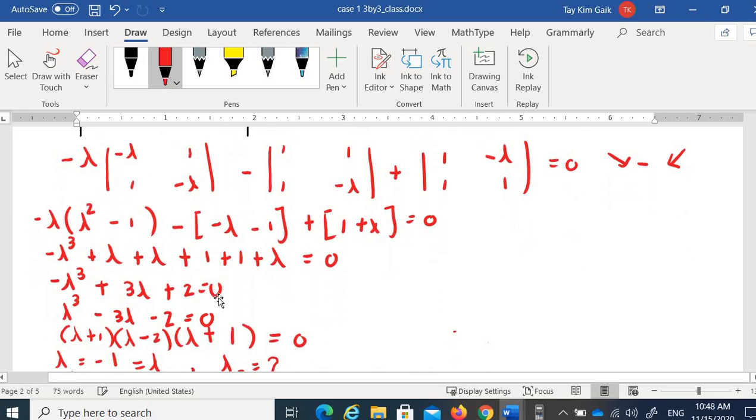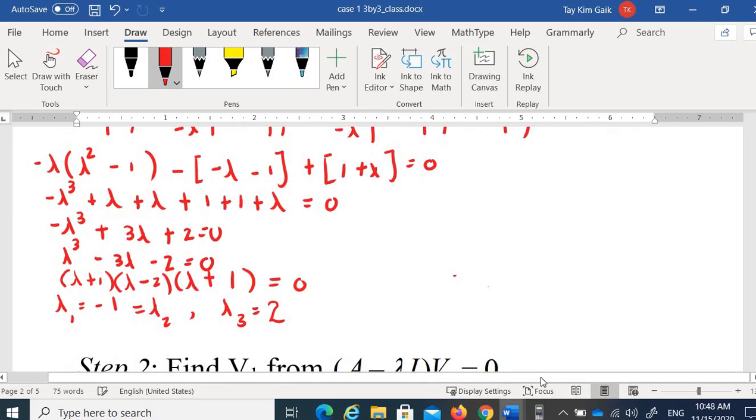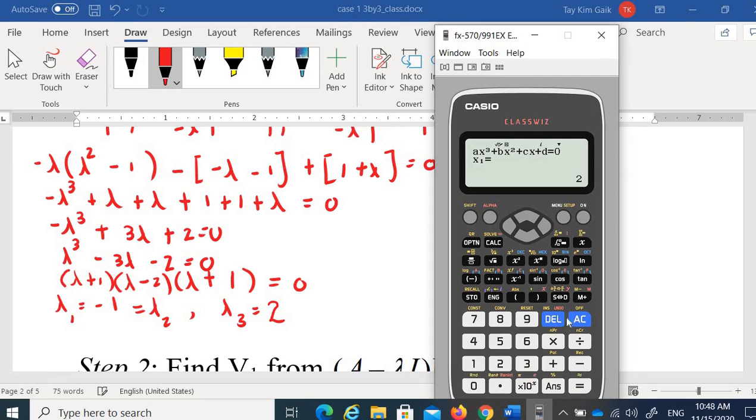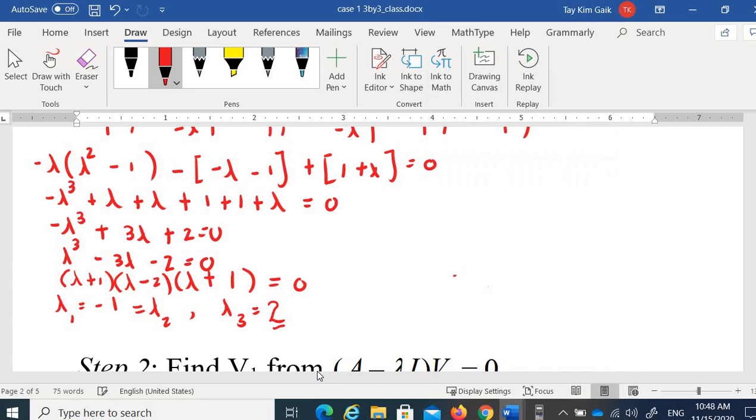Expand and simplify carefully, and you can use your scientific calculator to obtain it. In this case, just key in the coefficients of your cubic equation, where a is 1, b we don't have a quadratic term so 0, the linear term c is -3, d is -2. Key into your calculator, you obtain 2 and -1.